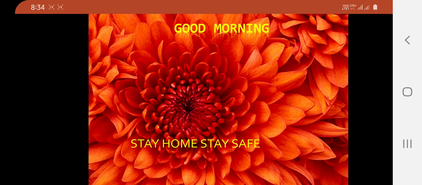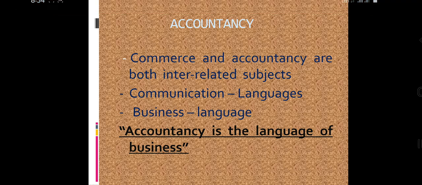Dear students, I hope that you have an idea about all other subjects except commerce and accountancy because it is new to you at higher secondary level. But commerce and accountancy are both interrelated subjects. The terms used in commerce are also useful for us in the accounting process.